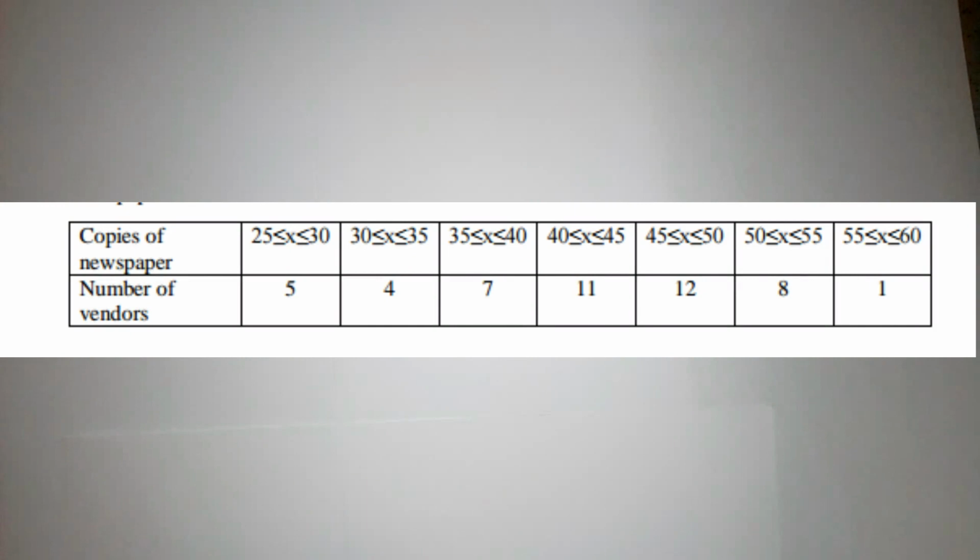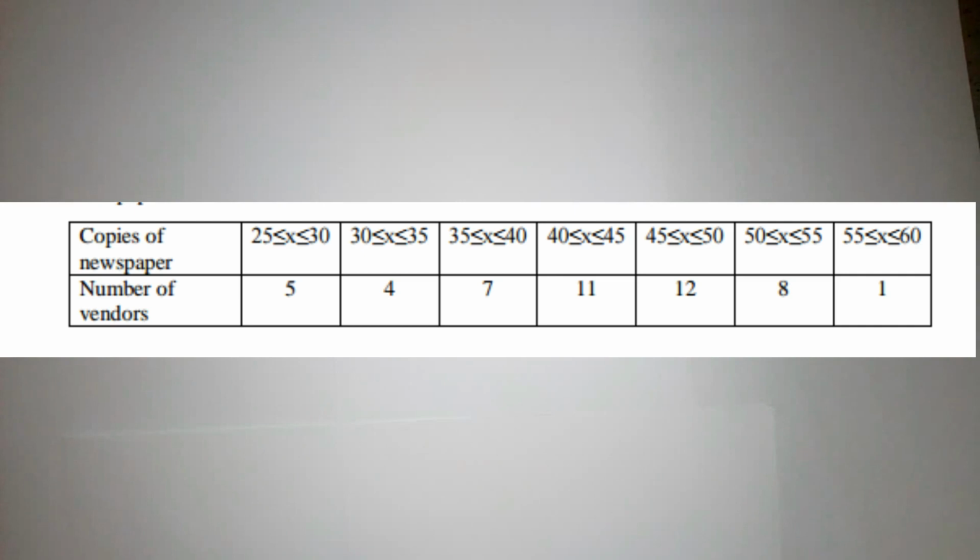25 is less than x, x is less or equal to 30, 30 is less than x, less or equal to 35, 35 is less than x, less or equal to 40, 40 is less than x, less or equal to 45, 45 is less than x, less or equal to 50, 50 is less than x, less or equal to 55, 55 is less than x, less or equal to 60. And the number of vendors down, you can see it's 5, 4, 7, 11, 12, 8, 1.